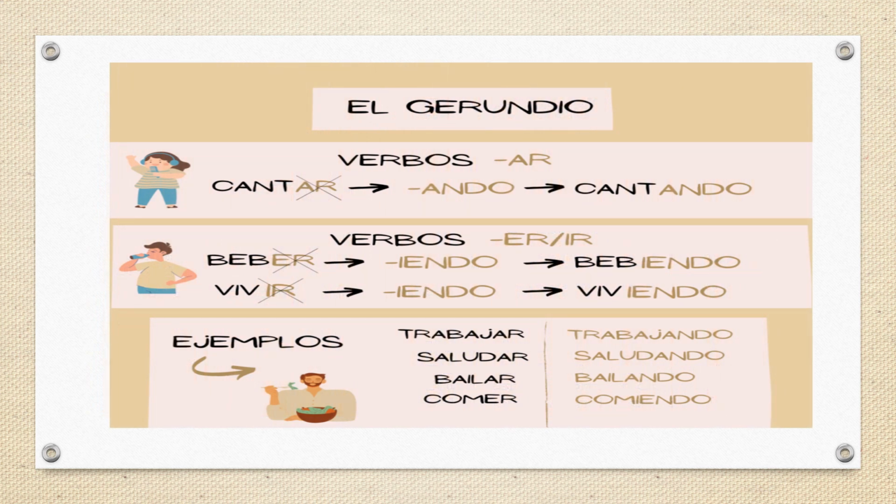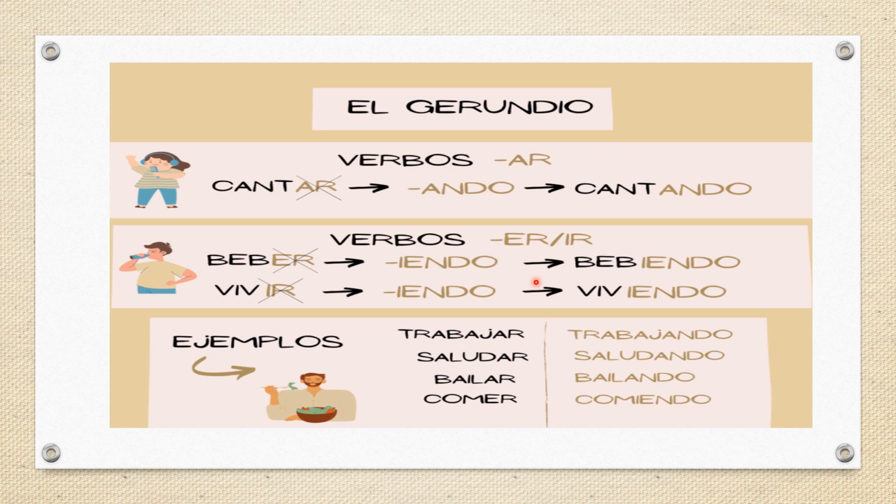Once again, I repeat myself. Let's conjugate the gerund of AR, ER, IR verbs. For verbs ending with AR, we will drop AR from the verb and then add ando. Suppose the verb is cantar, we will remove AR from the verb and add ando. The verb becomes cantando. With ER and IR verbs, we will remove ER first and we will add yendo.